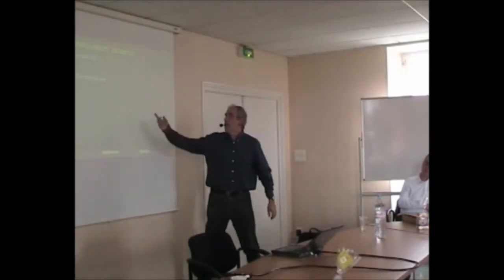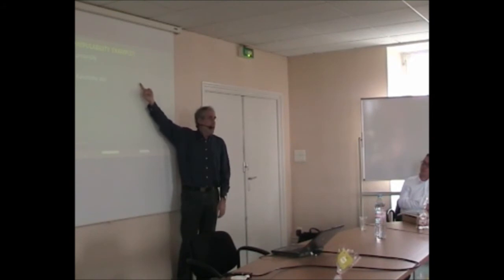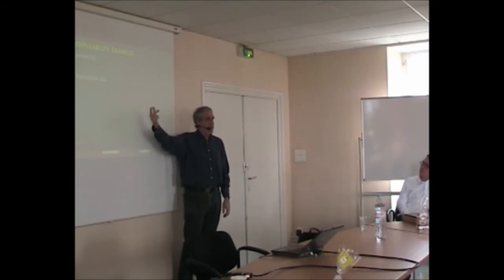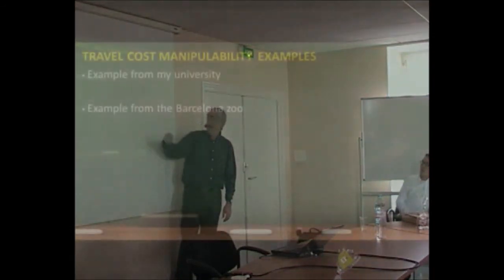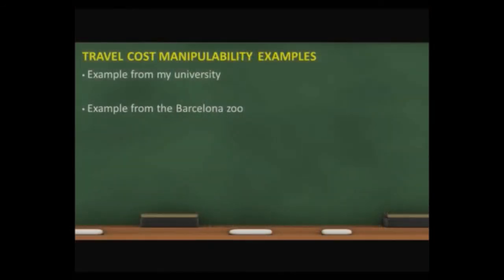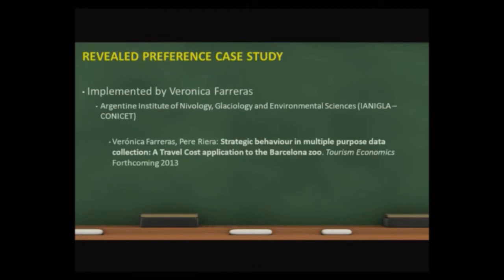Okay, so sometimes maybe incentives are not clear, but if you are told, then maybe people will behave strategically, like in this case. And another example is a survey we did for Barcelona Zoo to look at the recreational value of visitors to the zoo. We did that with Veronica Ferreras from Argentina, and the paper is already available online, although this summer it will come up in Tourism Economics, so you can already check it from there if you're interested.